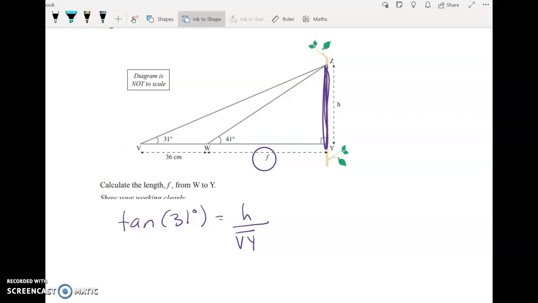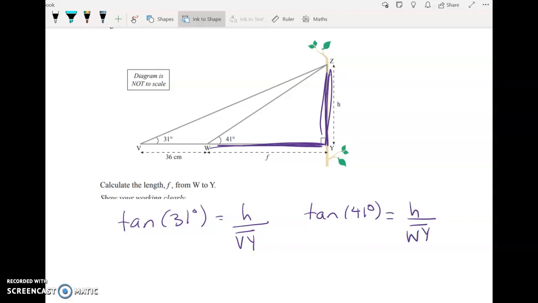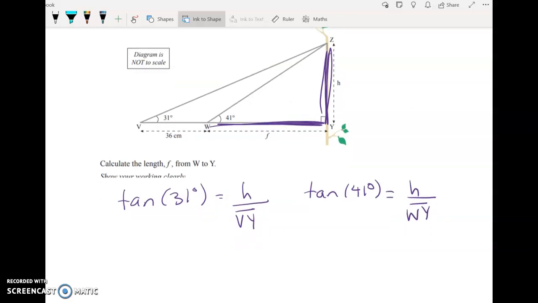And now I can look at the smaller of the two triangles, and I can say that tan of 41 degrees is equal to this side divided by this. So that's h over WY. Now let's have a look at what we can say about VY. Well, VY is that whole thing there, which is f plus 36.